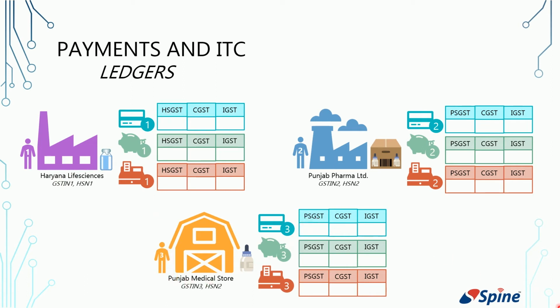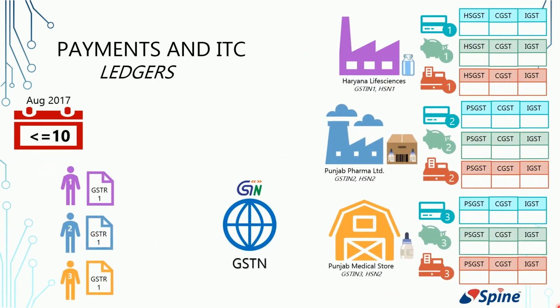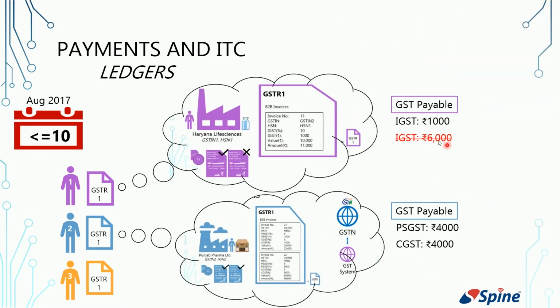Now, let us see how the ledgers would be maintained during the entire return filing process, as discussed earlier in this tutorial. A quick recap. Purple, or Haryana Life Sciences had uploaded only one invoice on the GST portal. So, the IGST it is supposed to pay is 1,000 rupees. And Punjab Farmer had correctly entered both the invoices. So, it is supposed to pay 4,000 rupees as PSGST and 4,000 as CGST on the GST portal.